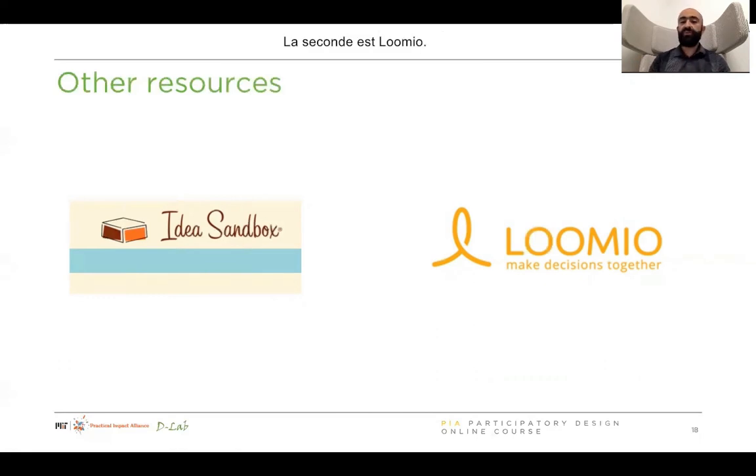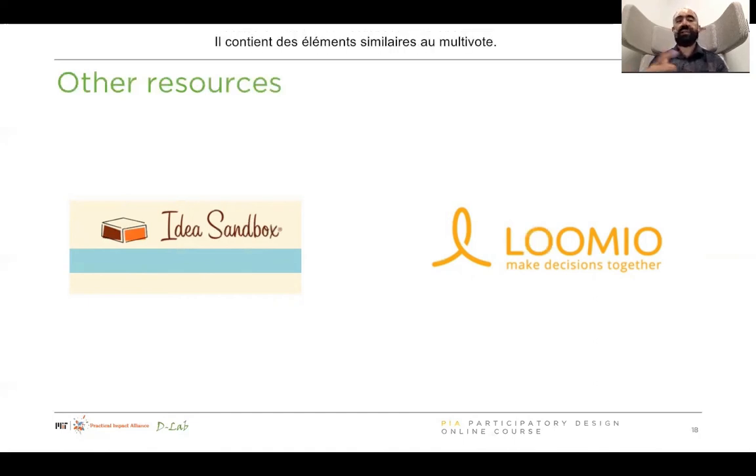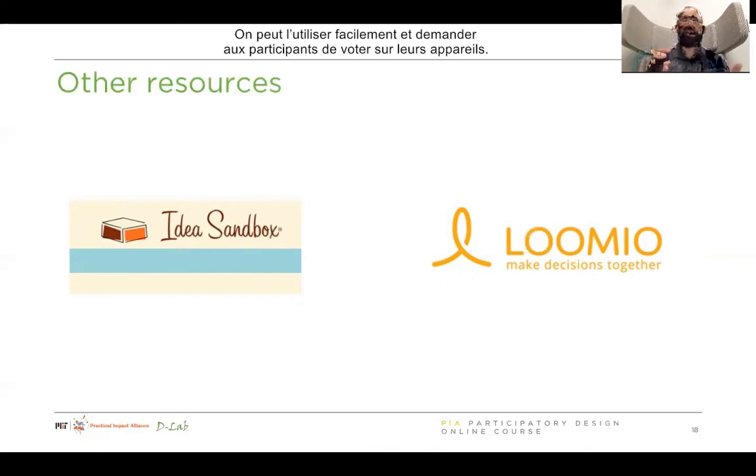And then the other one is Lumio. Lumio is a software that is a suite of tools for collective decision-making. So it has polls, it has things similar to Multivote. They're all automated. People can easily deploy this and have people voting on their devices. Clearly, this may not be the solution if you are working in a poverty context, but if you have the chance to do this for one reason or the other, you can use some of these tools to make things even more objective and have the software doing all the work for you.